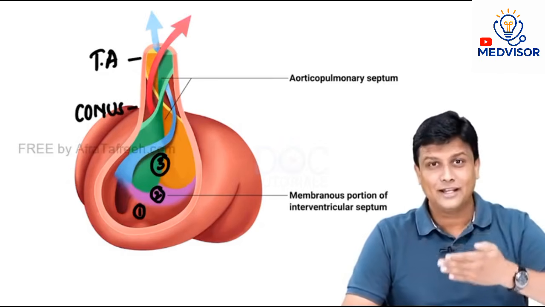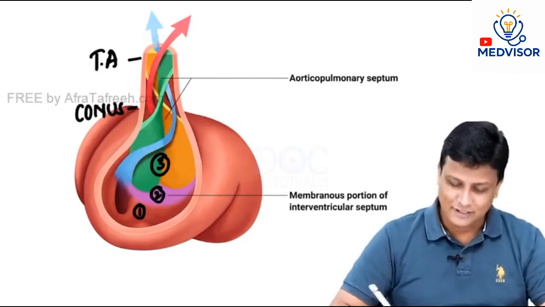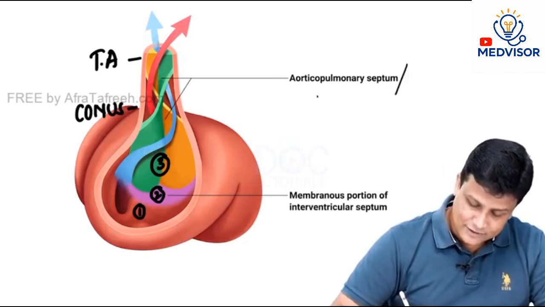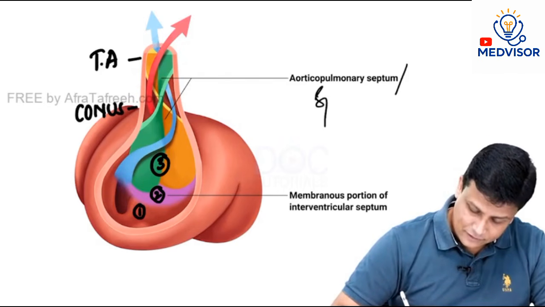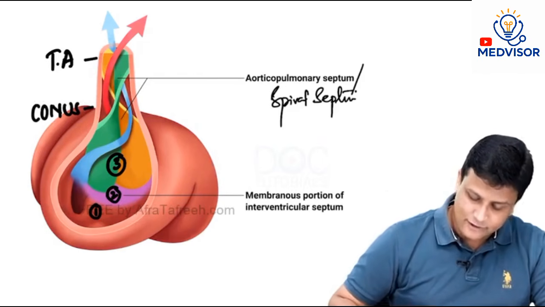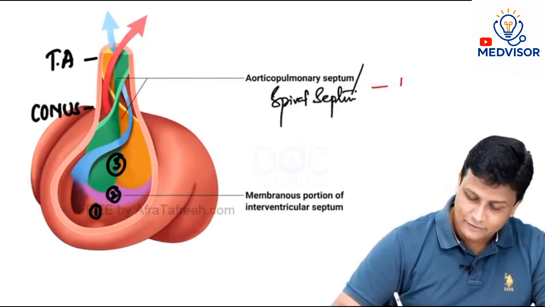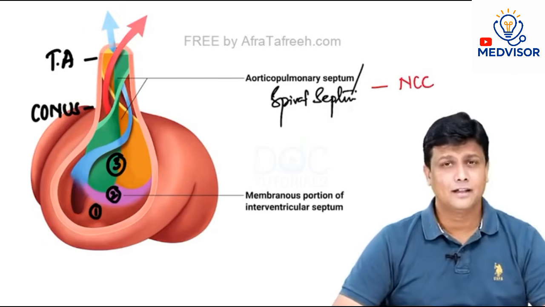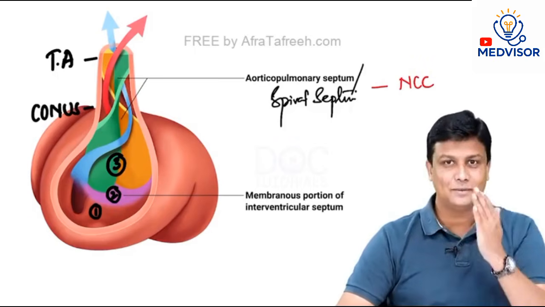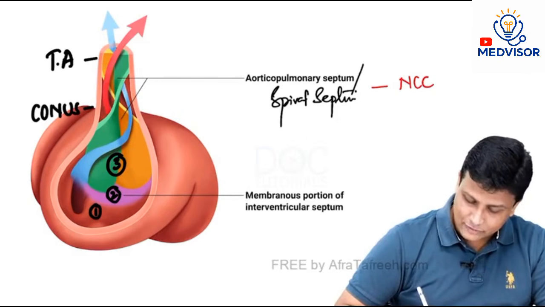What is that septum forming inside the truncus arteriosus? The septum forming inside the truncus arteriosus will be aorticopulmonary septum. Aorticopulmonary septum is also referred to as the spiral septum. And I told you already very, very clearly in the development of the heart that spiral septum will be derived from neural crest cells. Just that spiral septum itself will continue down to form the bulbar part, or this bulbar septum number 3, which I have given here.